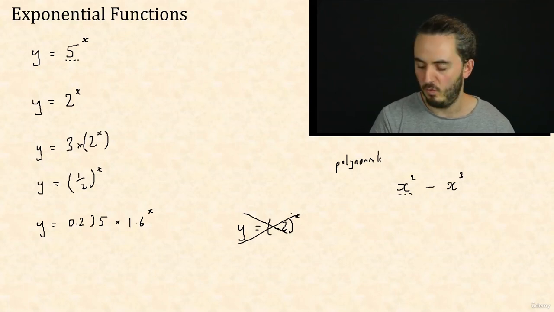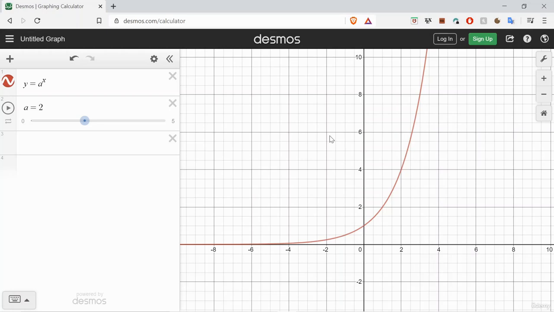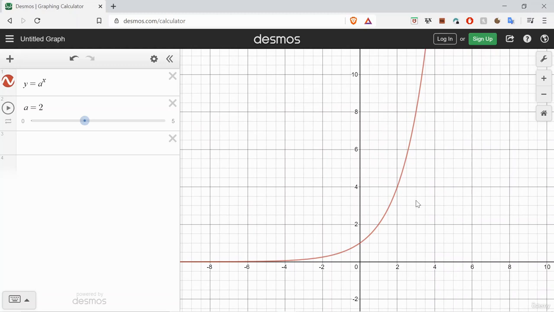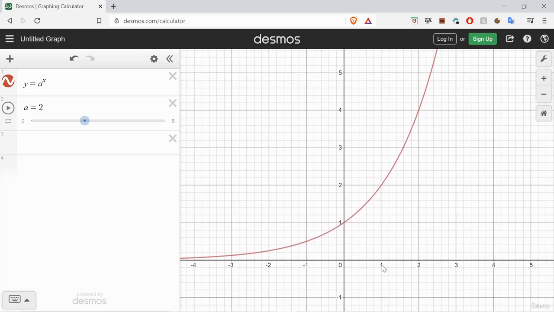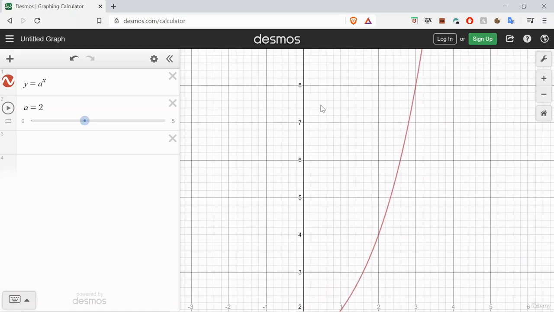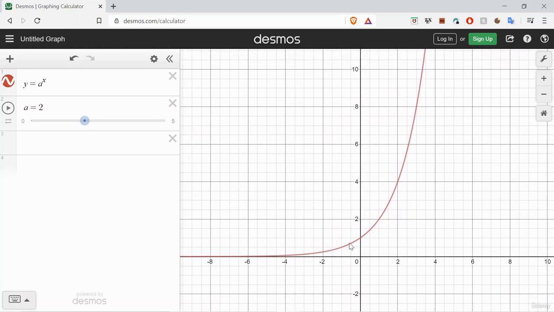All right, let's have a look at what these look like when we graph them. So here we are on Desmos, and this is a graph of y equals 2 to the x. You can see that when x equals 2, 2 to the power 2 is 4. If I zoom in a bit, 2 to the power 1 is 2, and 2 to the power 3 is 8. And 2 to the power of 0 is 1, and so on. 2 to the power of negative 1 is 1 over 2, which is a half, and there it is. So this is the standard exponential graph shape, and pretty much all of them have this shape.